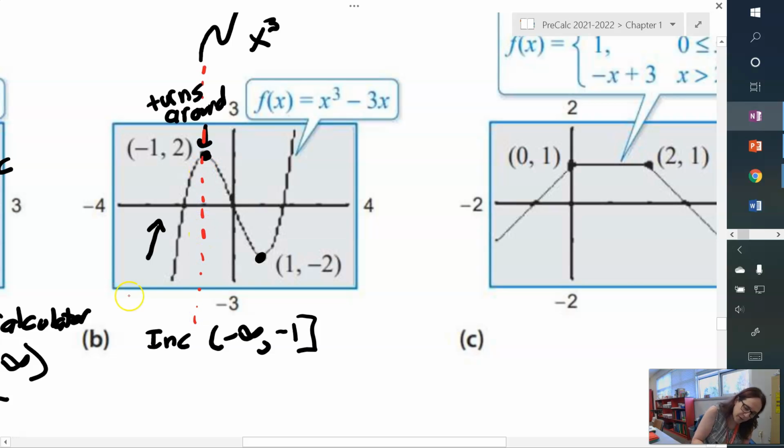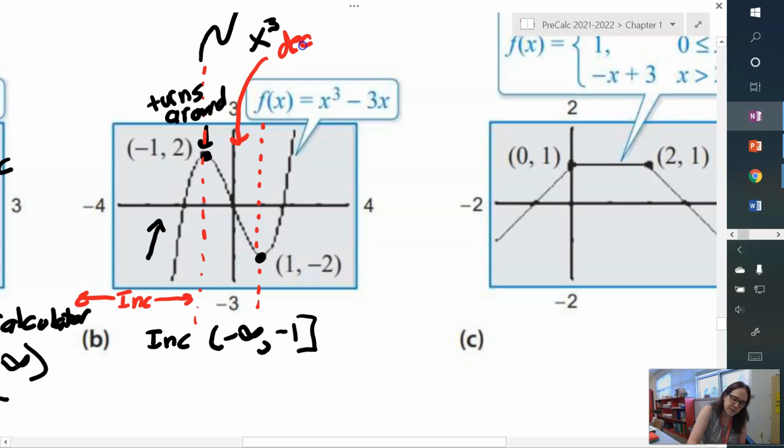So over here is where it's increasing, in this area. And then when the graph gets to here, it turns around, it decreases. So this area in here decreases. And then it turns around again, and in this area it increases. So on this graph, we actually have 3 areas.